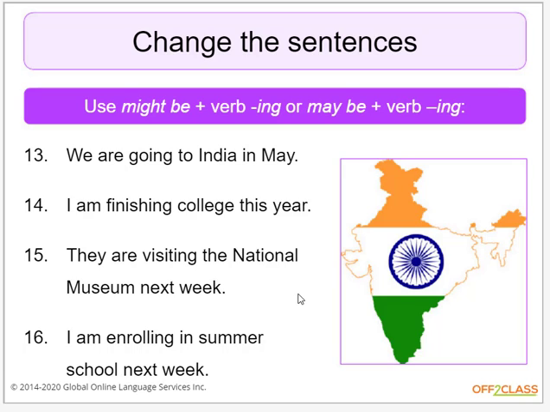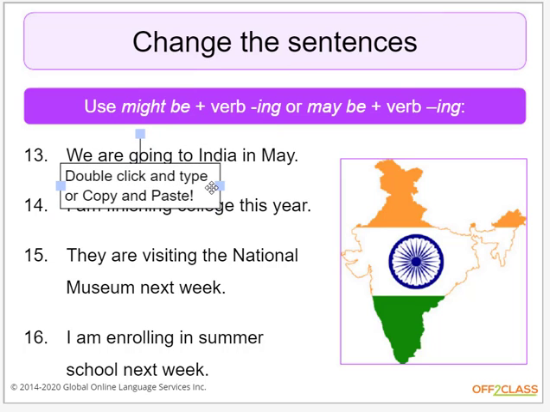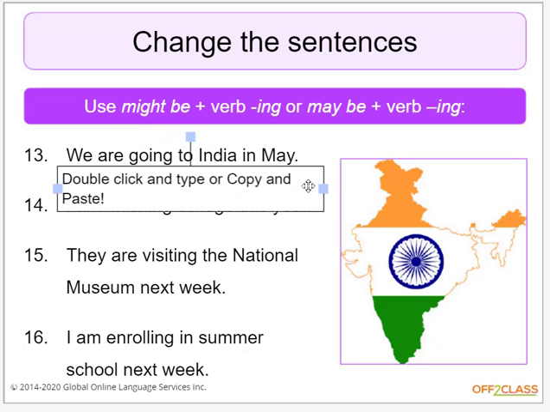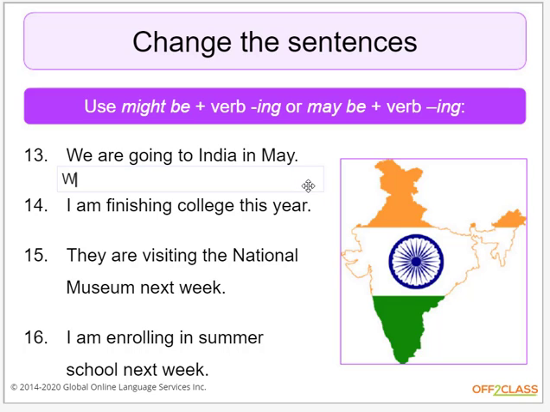So change the sentences. Use might be plus verb with ing or may be plus verb with ing, so present continuous. So we are going to India in May. How do we change this from we are going to a possibility? We don't know if we're going or not. We might be going to India in May.